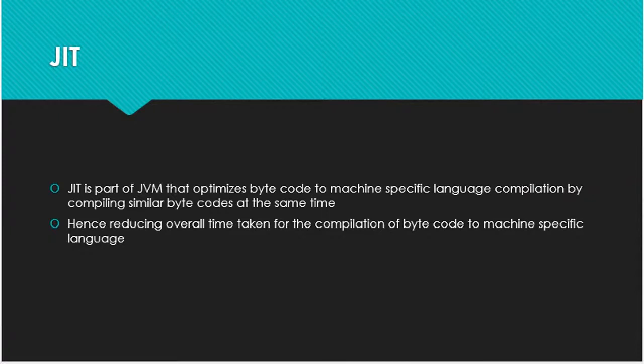So JIT is the part of the JVM that optimizes bytecode to machine-specific language by compiling similar bytecode at the same time, hence reducing the overall time taken for the compilation of the bytecode to machine-specific language, which is called machine code. This is the proper functionality of JIT, and it is included inside the JVM. That is why it is called a part of the JVM.